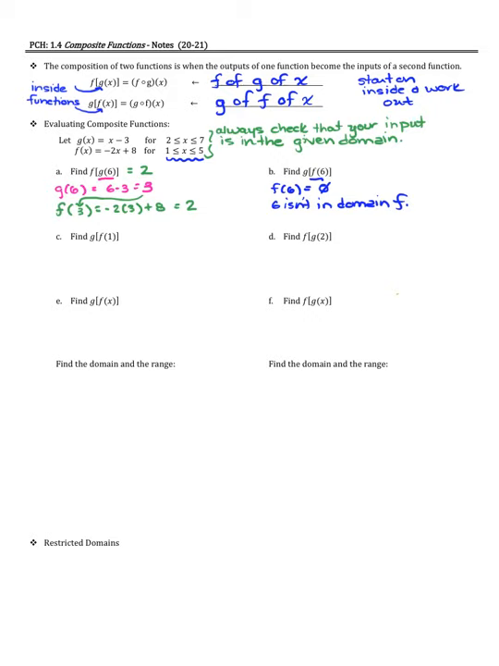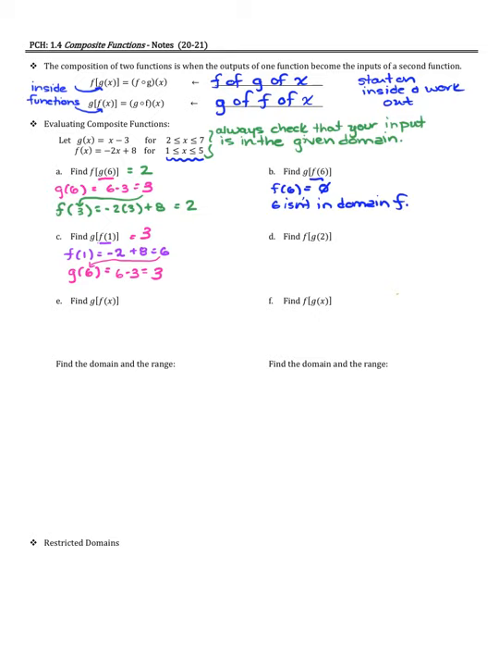Let's find g of f of 1. We start on the inside. 1 is in the domain of f, so negative 2 times 1 plus 8 is 6. All is good so far. Then we go to g of 6, and that is okay as well. Remember, this 6 went in here. So we have 6 minus 3, and that gives us 3. No problems there.